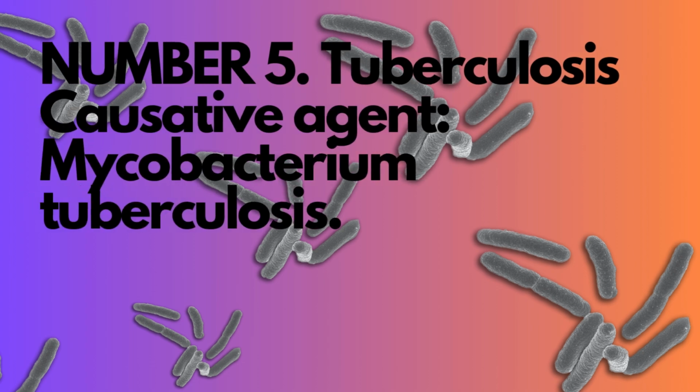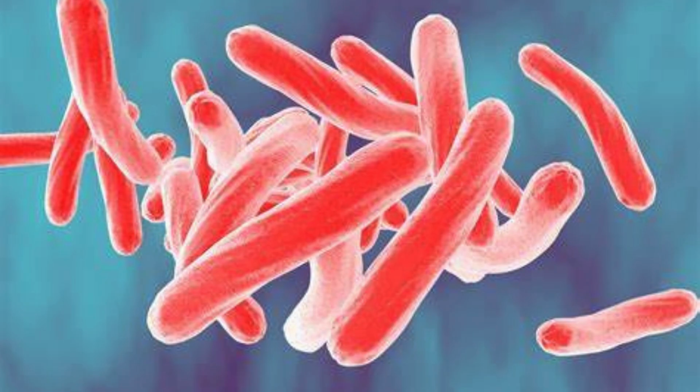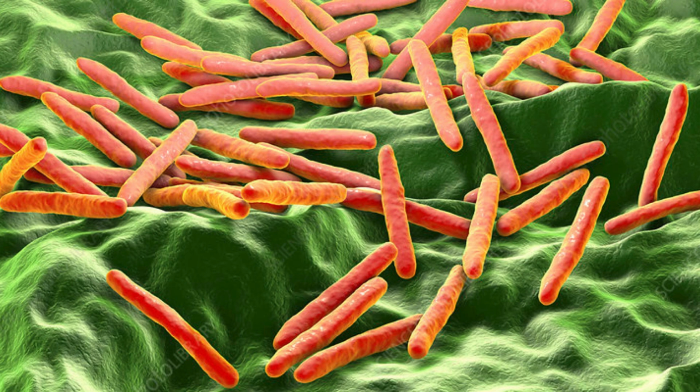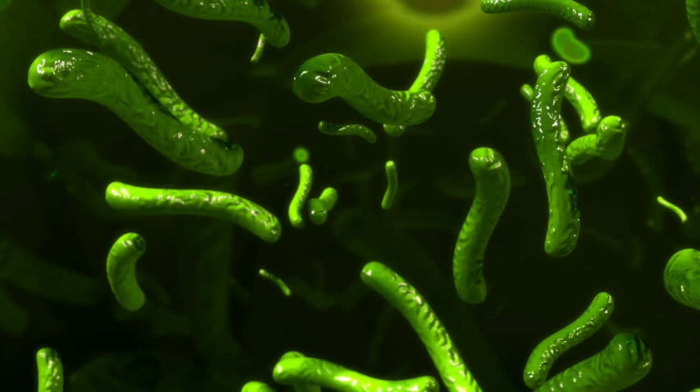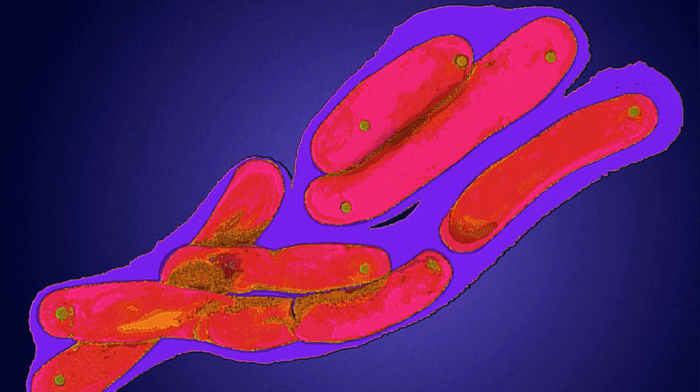Number 5. Tuberculosis. Causative agent, Mycobacterium tuberculosis. Tuberculosis is a highly contagious disease that infects the lungs. Its symptoms include fever, weight loss, night sweats, and a persistent cough that may last for many months. The causative agent of tuberculosis, or commonly called TB, is an airborne pathogenic bacteria that can be transmitted from one person to another via sneezing and coughing.